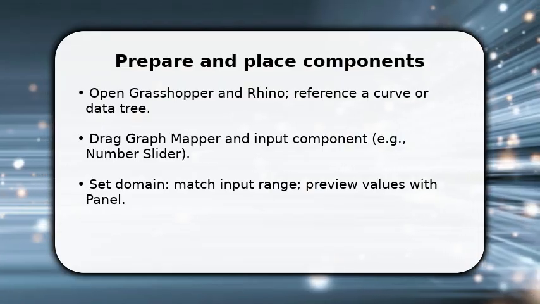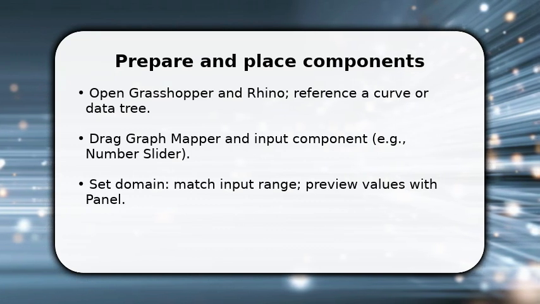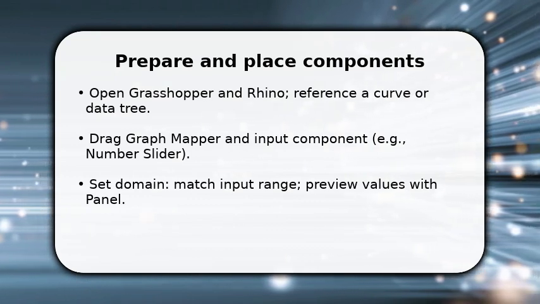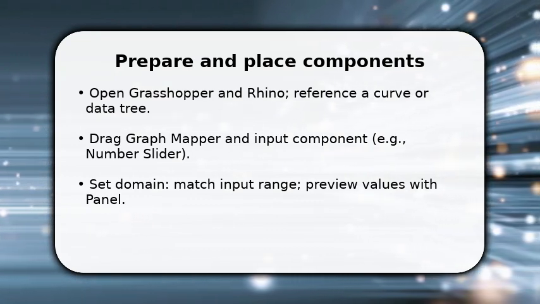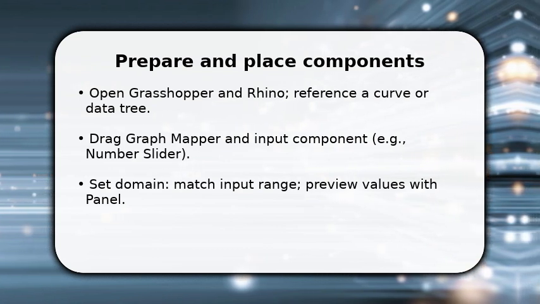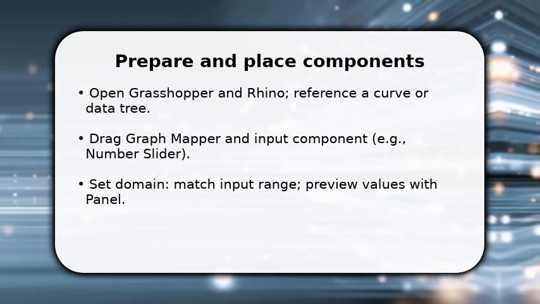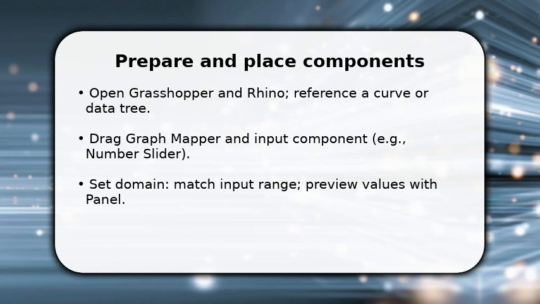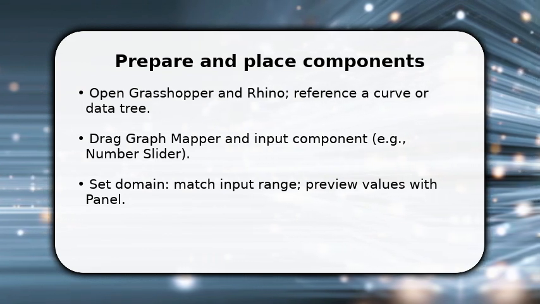You start by placing a graph mapper and connecting the source data. You need a numeric stream such as a number slider or evaluated curve parameters. Once connected, set the graph mapper domain to match your input range, because mismatched domains produce unexpected remaps.